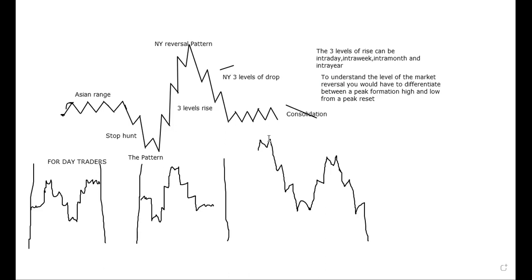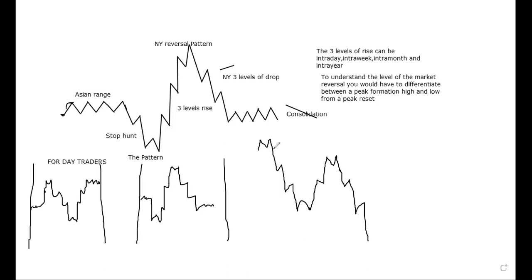when you look at this over here, you can see that we have a peak formation high here. This is a peak formation high, PFH, over here. Then we have 3 levels of drop, 1, 2, 3. Then this is a peak formation low, right? This is a peak formation low. But after this peak formation low, we have 1 rise, 2nd rise, then we have an M formation forming, then we have another 3 levels of drop.